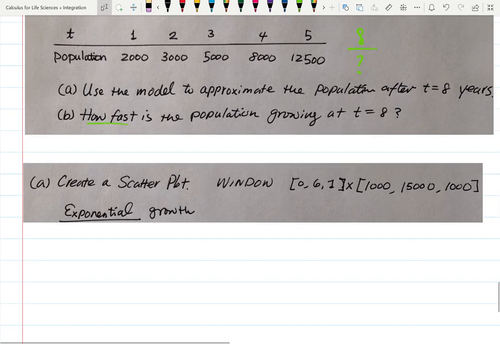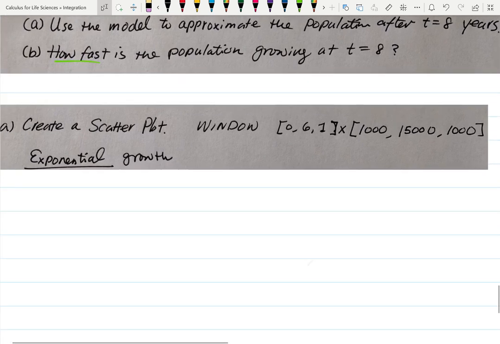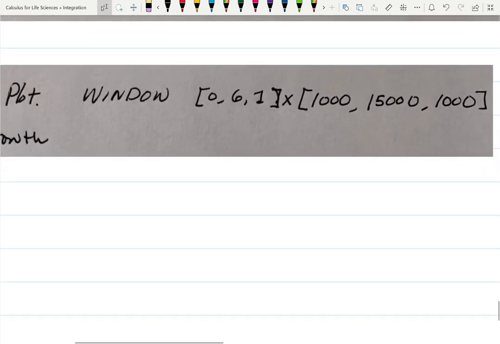Use the graphing calculator. Create a point. You increase the window. Let me do it like so. Use the same function in the calculator you had before. 0, 6, 1. Increase the window to see more points. 1,000, 1,500, and 1,000. And let's see what you're gonna get. You're supposed to see something.